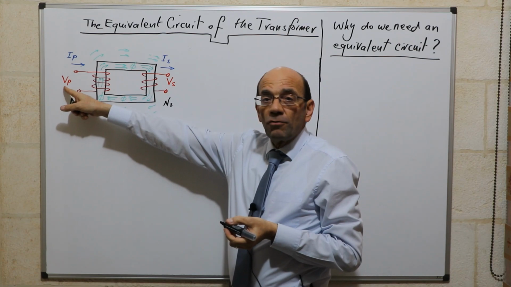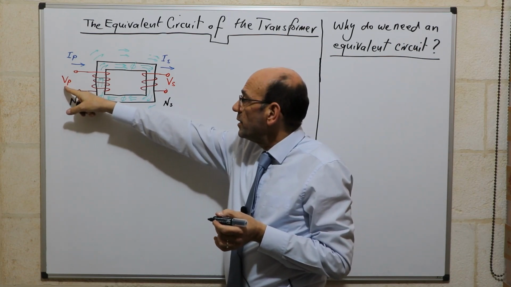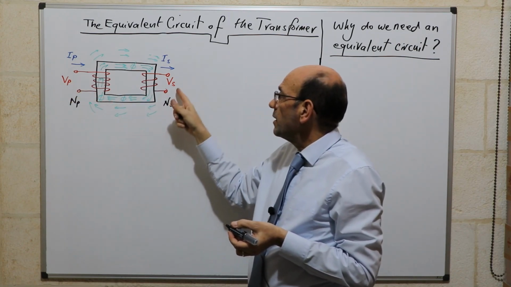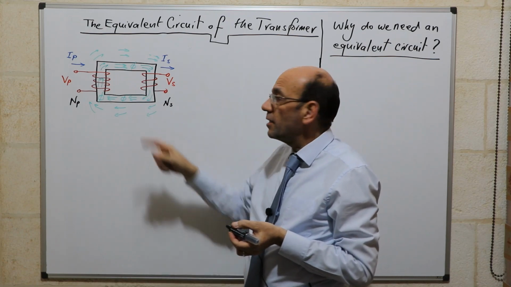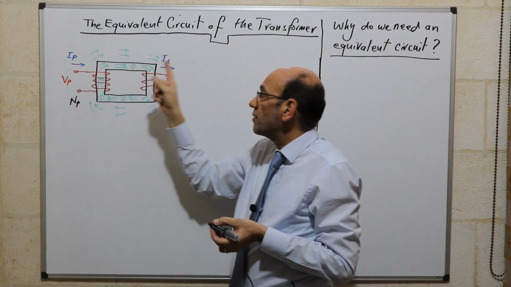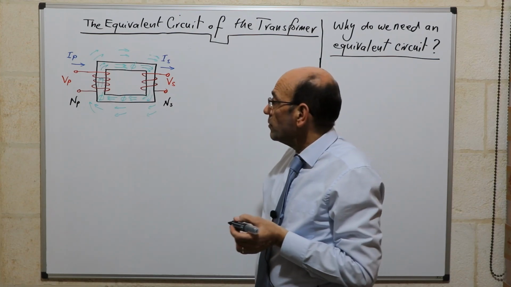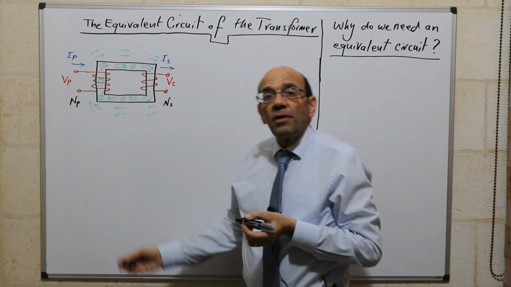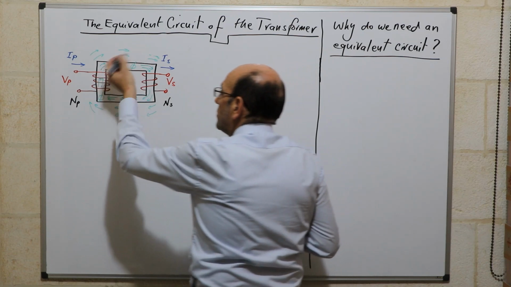There's the primary voltage, and that's understood. That has to be an alternating signal, and that comes out as an alternating signal. So that's the primary voltage, the secondary voltage, the primary current, and the secondary current. What we have linking the primary to the secondary is the magnetic core.